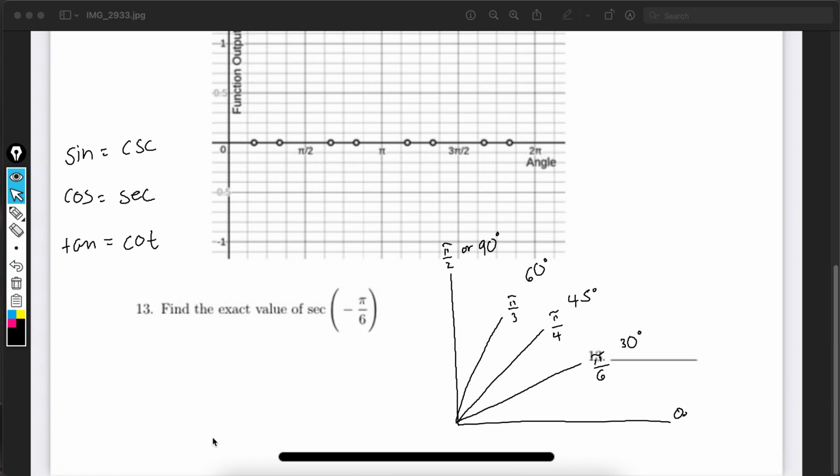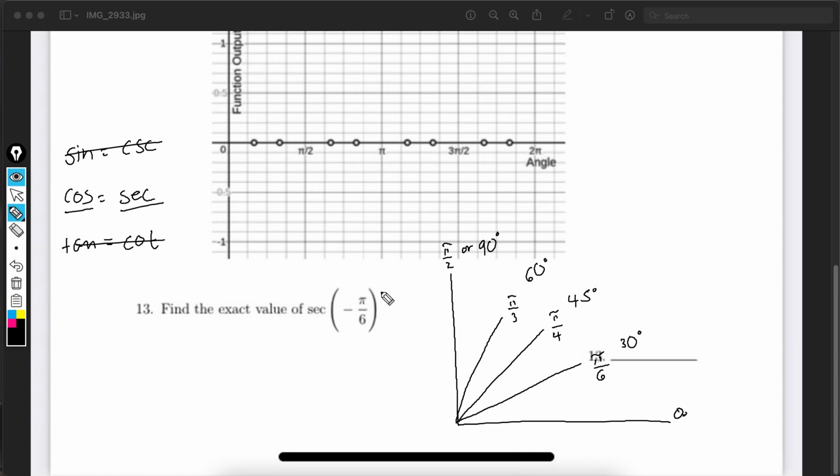Okay, so now let's go ahead and do this one. Find the exact value of secant of negative pi over 6. So check this out. First and foremost, sine is to cosecant, don't need it. Tangent is to cotangent, we don't need it. So we want from secant is to cosine, the same way cosine is to secant. So that's all we got to know.